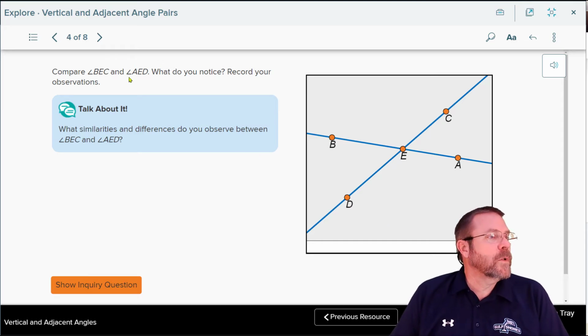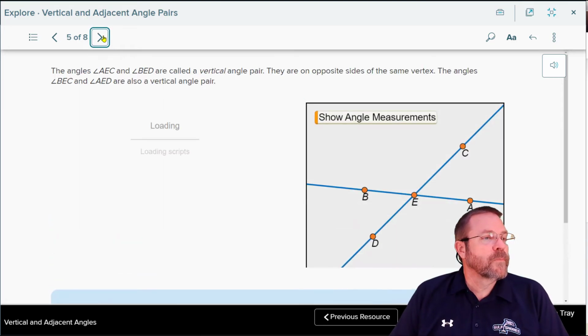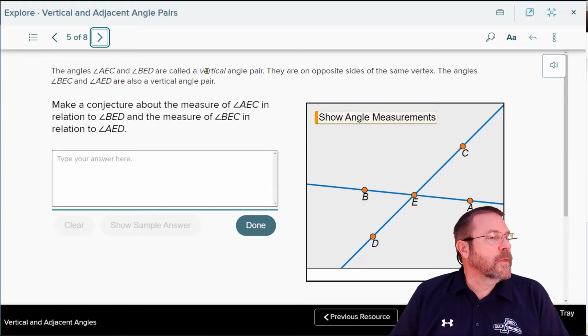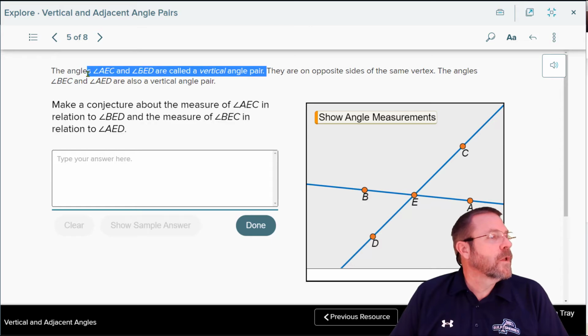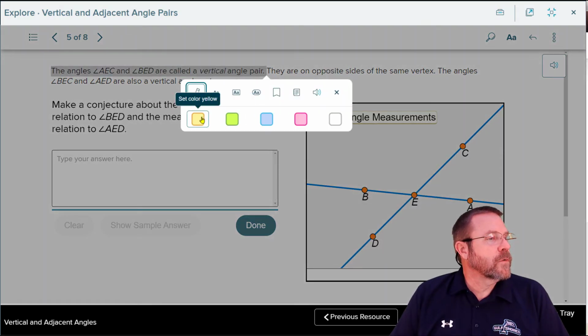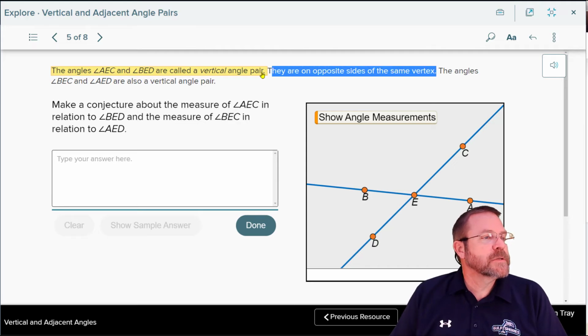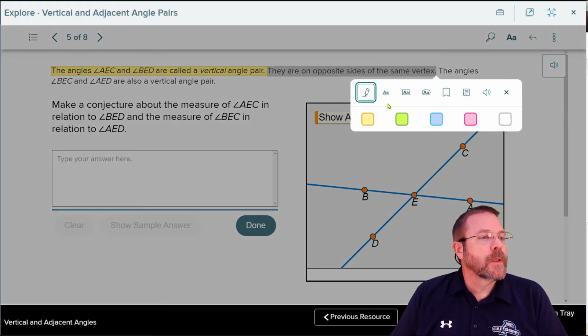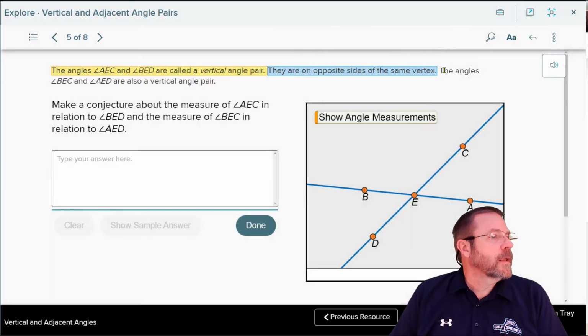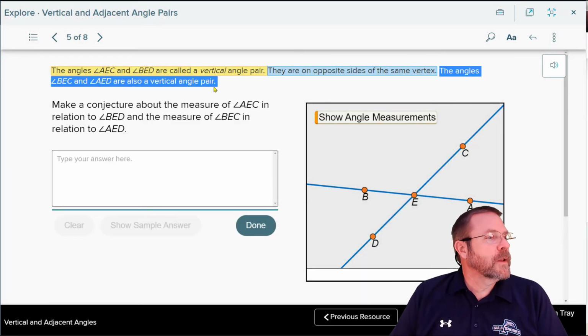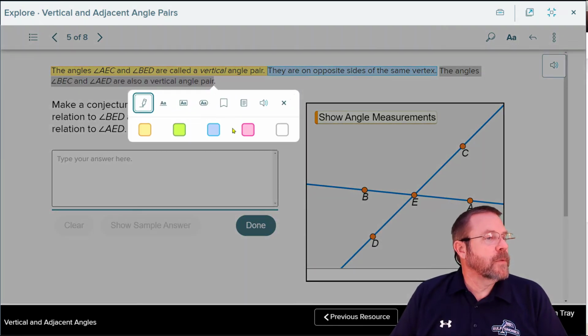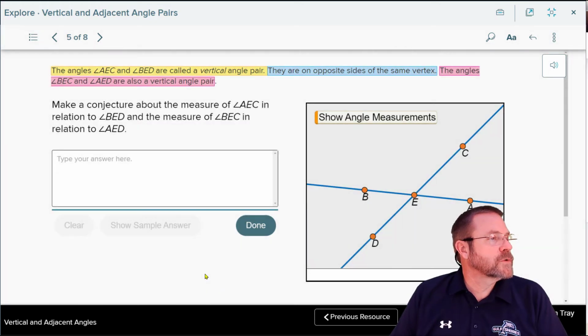These are what we call vertical angles. Angles that appear on the opposite sides of 2 intersecting lines are going to be called vertical angles. They are on opposite sides of the vertex. I'm going to highlight that. And we could also say that another pair of vertical angles that are taking place in there, that's going to be those two as well.